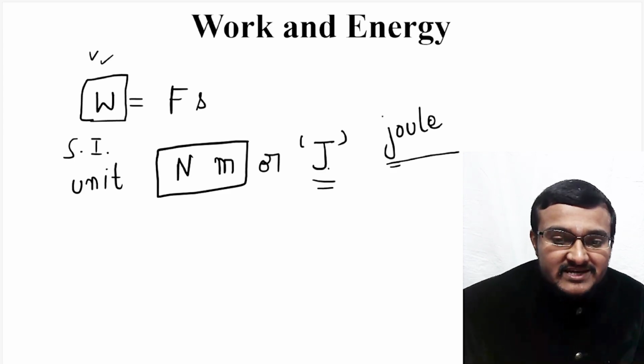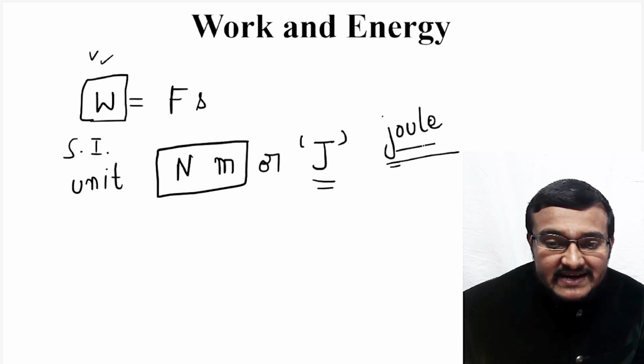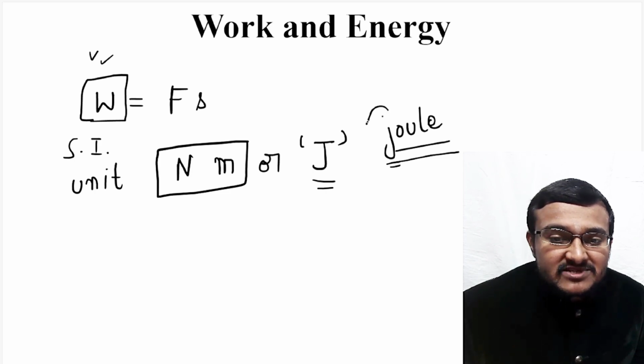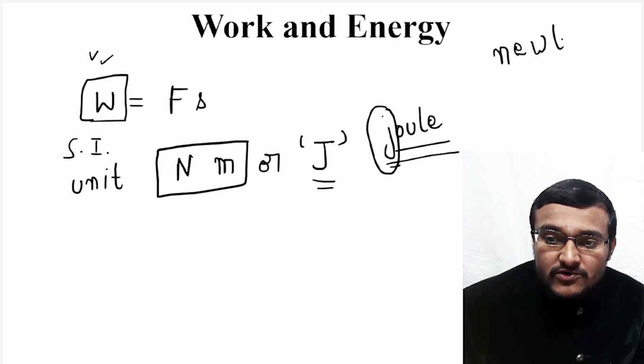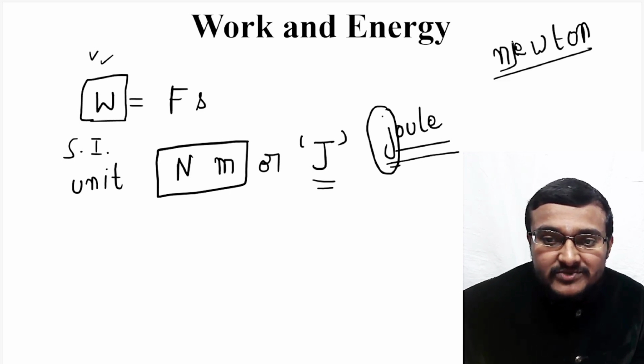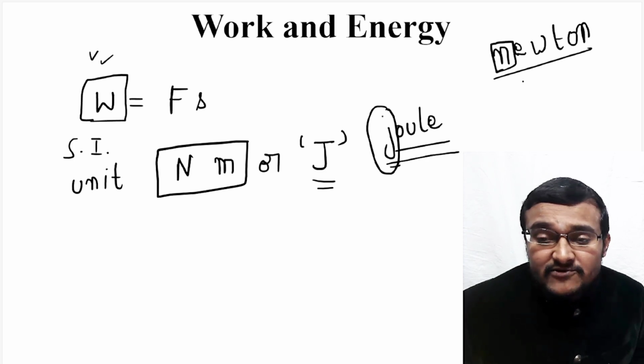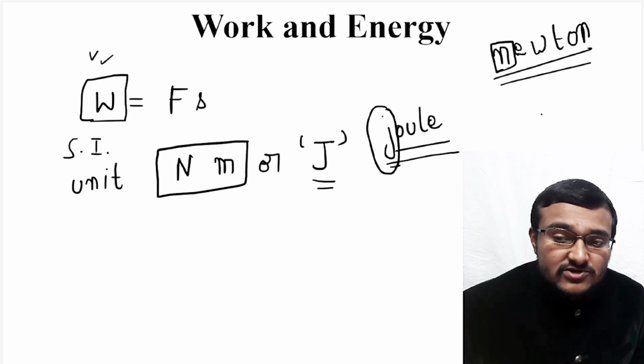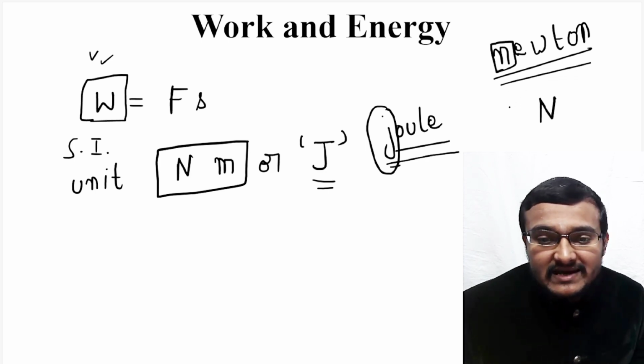You should just write capital J, or if you are writing the entire SI unit, then you should keep this first letter small. Even in my previous chapter I told you for force you can use Newton as the SI unit, so the n should be small, and if you are not expanding the entire SI unit, then you should keep only capital N.